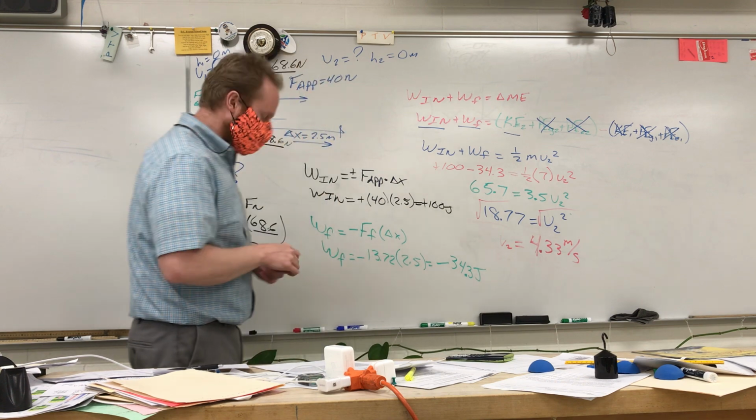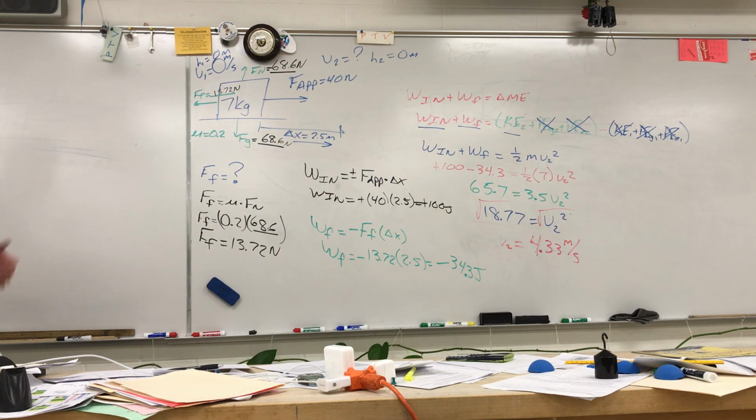Is that number bigger or smaller than the previous calculation? Smaller. Why? Because friction removed energy from the system. What kind of energy did it remove? Kinetic energy. It's going slower because it removed kinetic energy from the system.